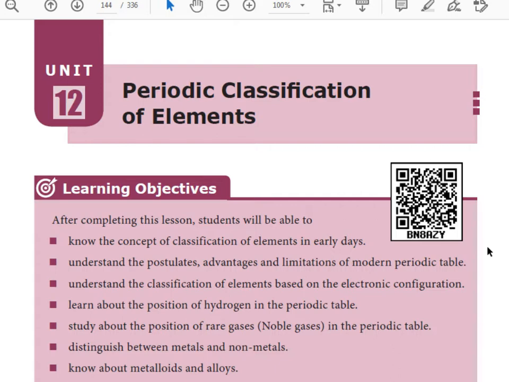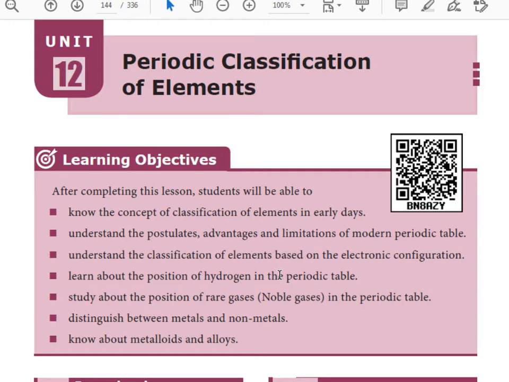So far we have discussed the lessons Matter Around Us and Atomic Structure. Based on that, we have to study the periodic classification of elements. In this lesson we are going to study the concept of classification of elements in early days, understand the postulates, advantages and limitations of the modern periodic table, how to classify the elements based on electronic configuration, the position of hydrogen in the periodic table, noble gases, the difference between metals and non-metals, and the importance of alloys in our day-to-day life. These are the things to be studied in this lesson.